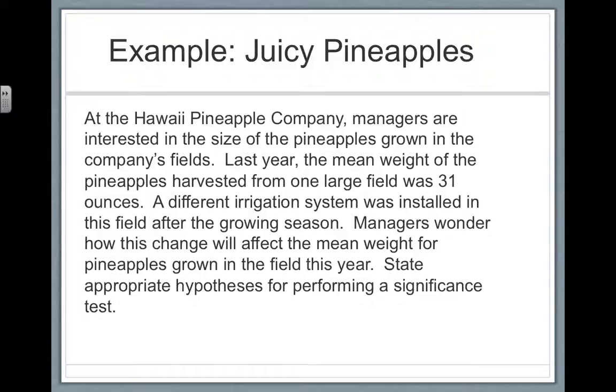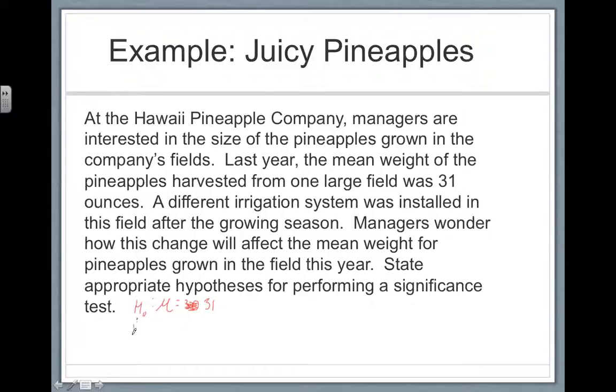Okay, so we just want to write down what we think our hypotheses are. Our null hypothesis is going to be our no change. We're talking about the mean weight here, so our mean weight would be 31 ounces. Our null hypothesis is assuming that nothing's changed, so it would still be the 31.